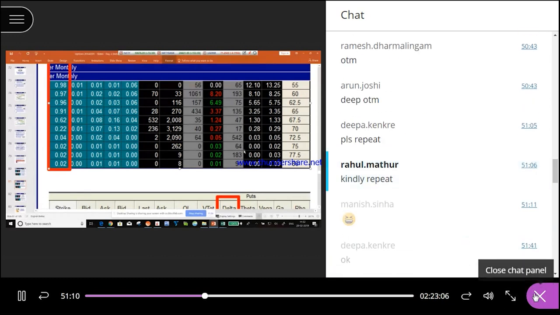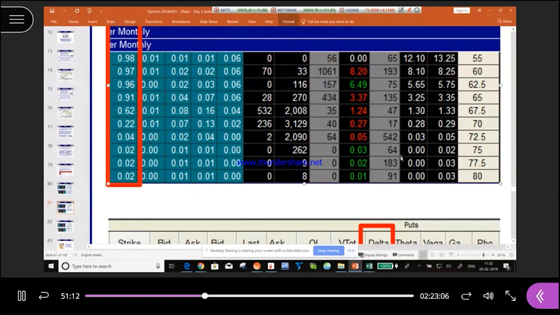So 75 call option has a delta of 0.02, which means 2% chance that 75 will become in the money at expiry. 2% chance means the stock has to move. There is only 2% chance that the stock can go above 75 for that expiry.